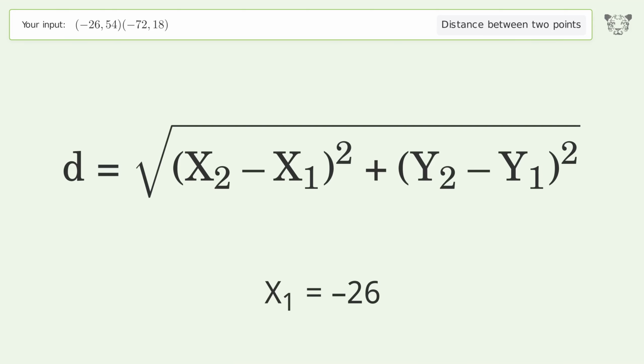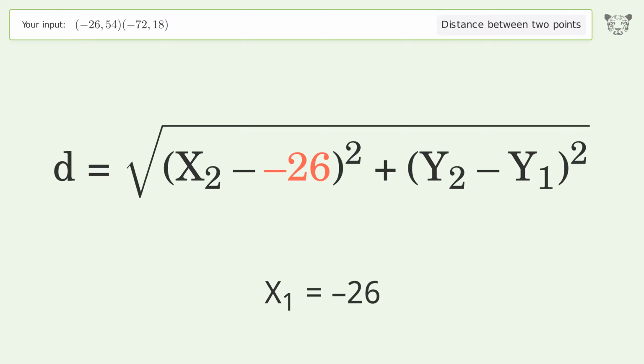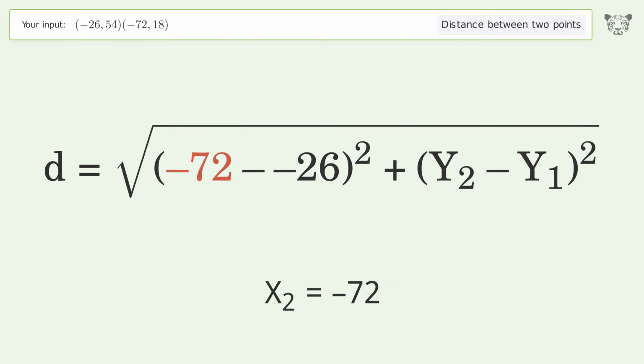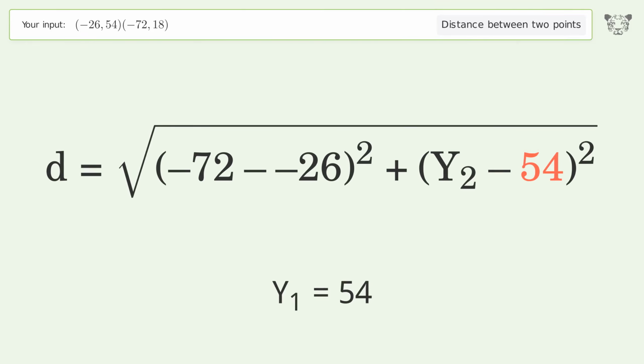x1 equals -26. x2 equals -72. y1 equals 54. y2 equals 18.